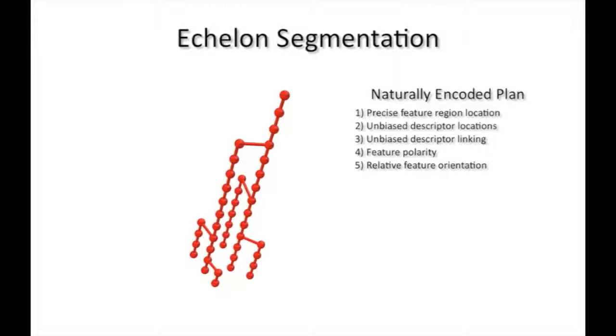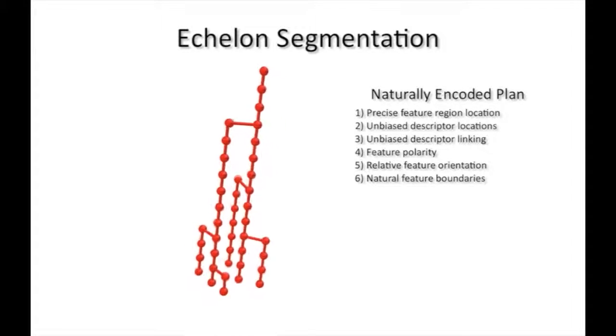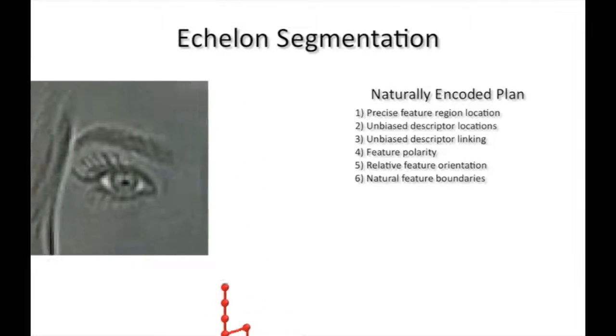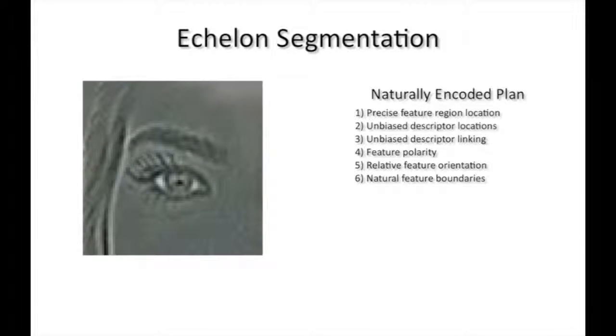The fifth component is relative feature region orientation, as represented here by the varying angles at which each branch joins its parent. Orientation information embedded in a scale space tree endows echelon descriptors with high classification strength. Finally, the naturally encoded plan provides a unified definition for a feature region, clarified next by taking a closer look at the feature regions corresponding to an eye.